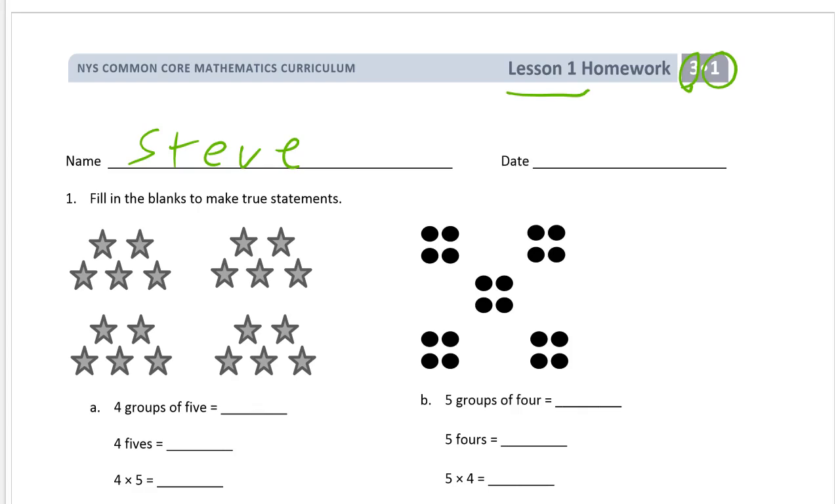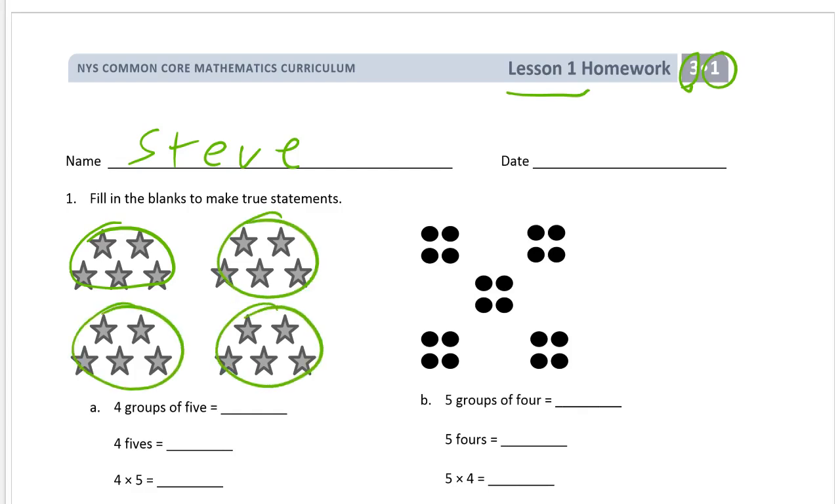And our first problem, we've got fill in the blanks to make true statements. You don't have to circle these, but I like to just circle my groups. There's 5 in each group. I'm going to put a little 5 next to each one. And you don't have to do this either, but I just like to look at it. 4 groups of 5 equals, so here we have 1, 2, 3, 4 groups of 5. You can count all the stars, but there's 20 stars there.